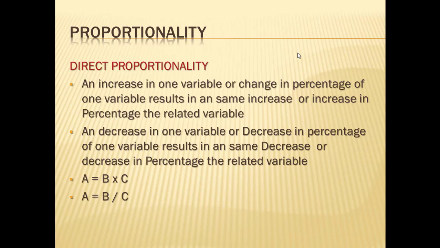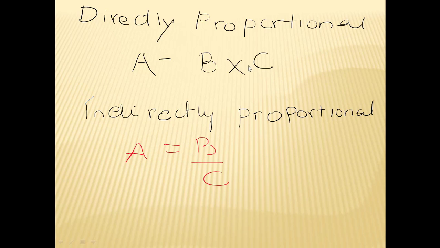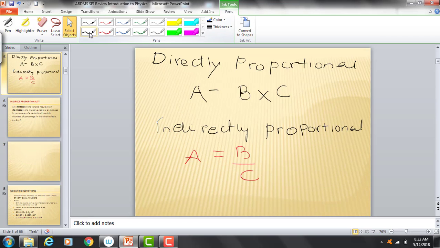What they'll give us is how the variables are related to one another. So for that, directly and indirectly related is very, very important. So let's talk in more detail about directly related and indirectly related. Directly proportional, we said, a change in variable results in the same change of the related variable.